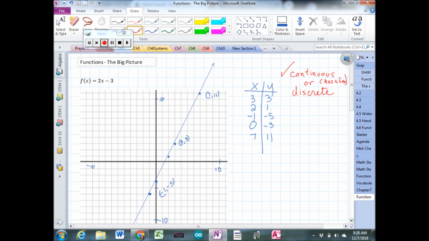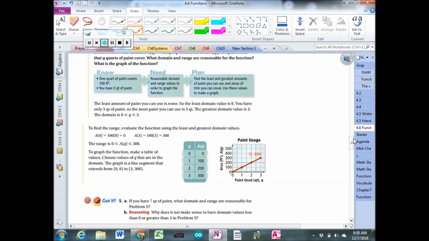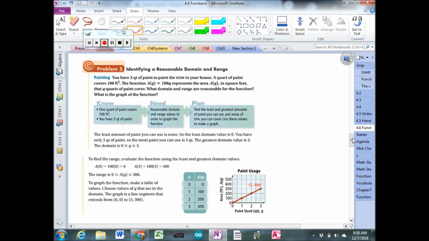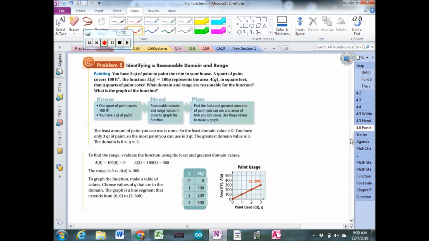One of you asked at this point whether you would ever have a continuous graph that would not have arrows, that would not go on forever. So we went up to a different section when we talked about this and realized that sometimes that happens. For example, on problem 5 in section 4.6, it asks us to identify a reasonable domain and range. And the problem says that a quart of paint will paint a certain number of square feet of wall.